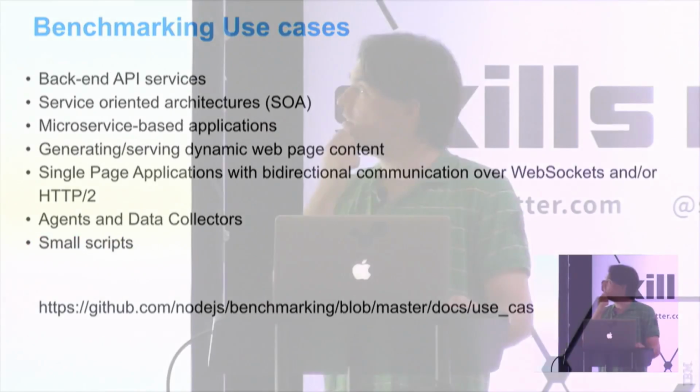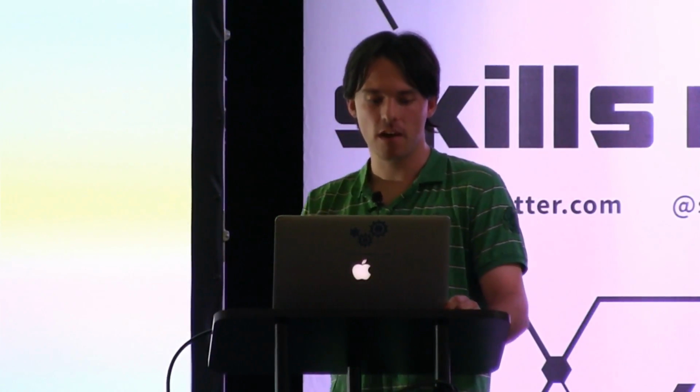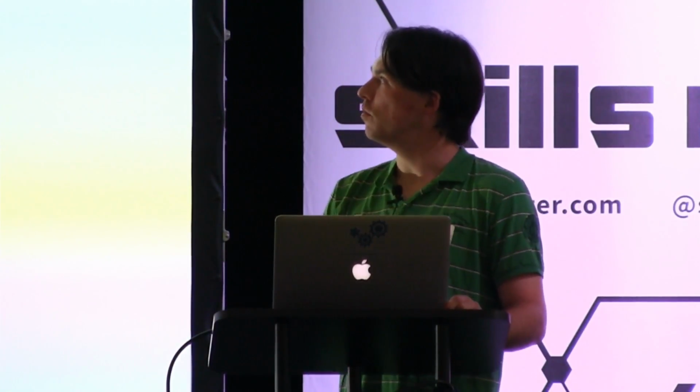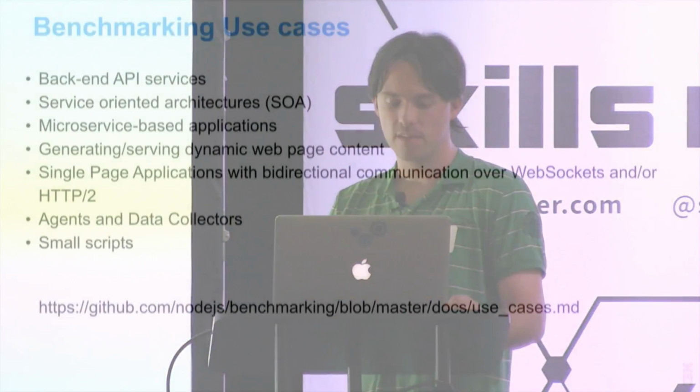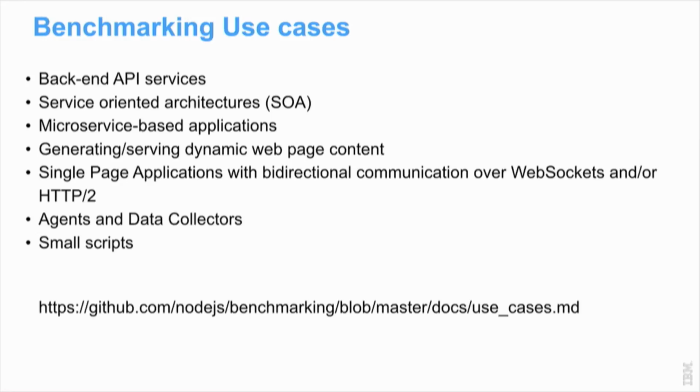Here are some of the use cases that we've defined so far. The first one would be back-end API services. So this would be REST or REST-like services, typically over HTTP and public infrastructure. Their main focus would be trying to ensure that they can get good performance over public infrastructure where things such as latency and bandwidth may be a concern.